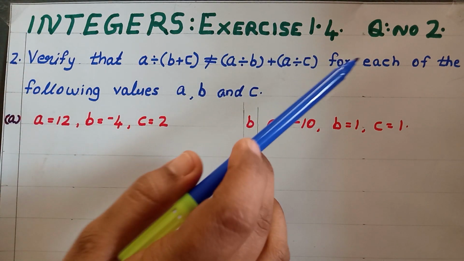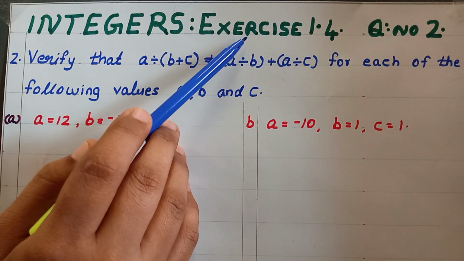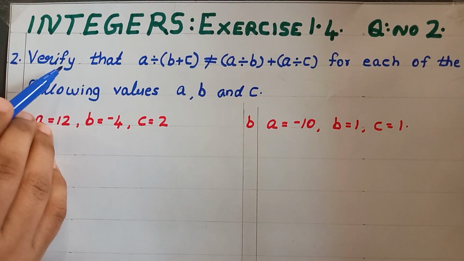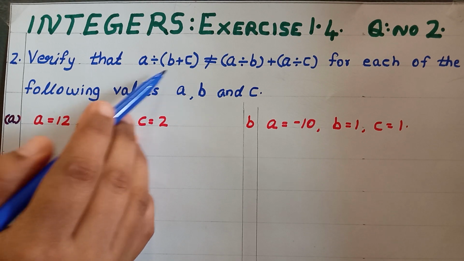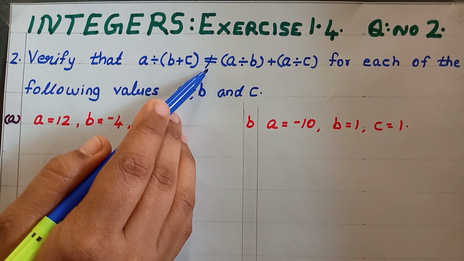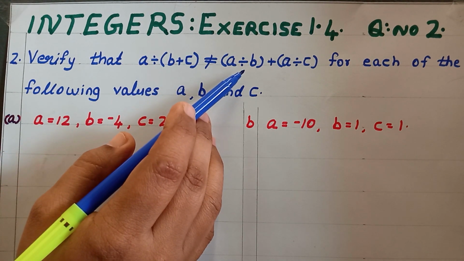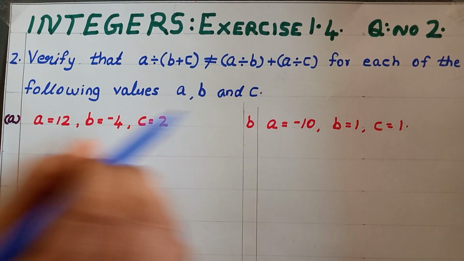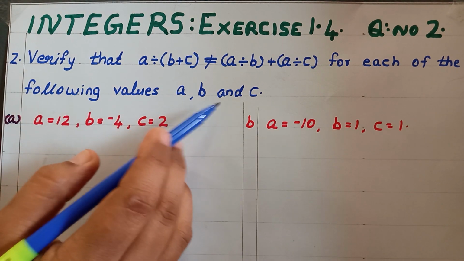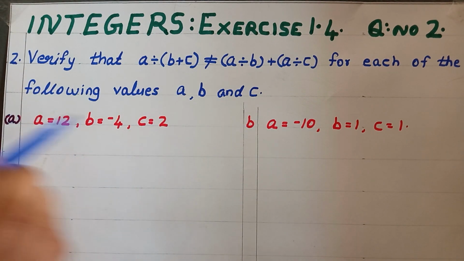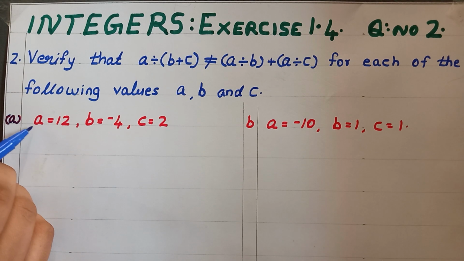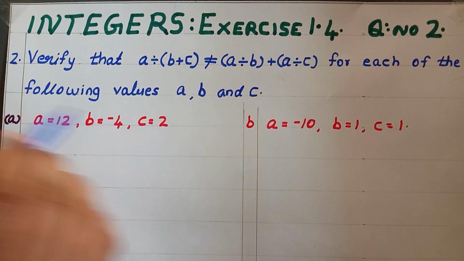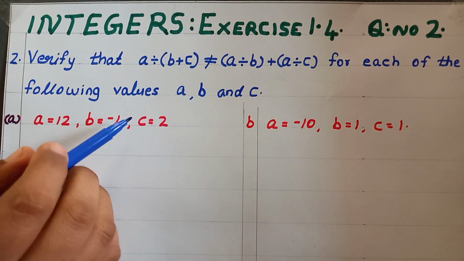In the previous class we were discussing the chapter integers. Today we can discuss question number 2 of exercise 1.4. Question number 2 says: verify that a divided by (b plus c) is not equal to a divided by b plus a divided by c for each of the following values of a, b and c. Here we have two questions. A equal to 12, b equal to minus 4, c equal to 2 is the first set of values.